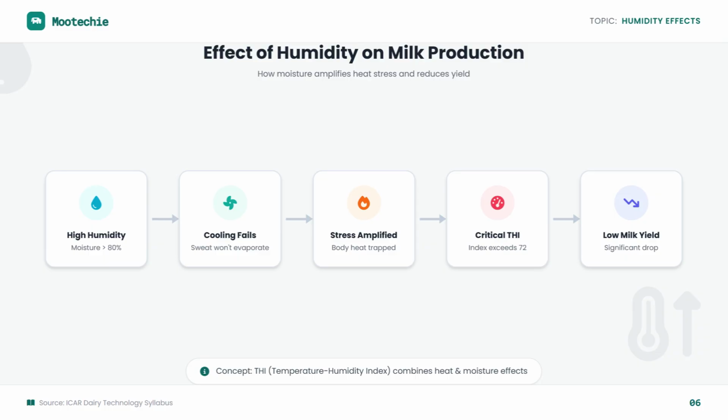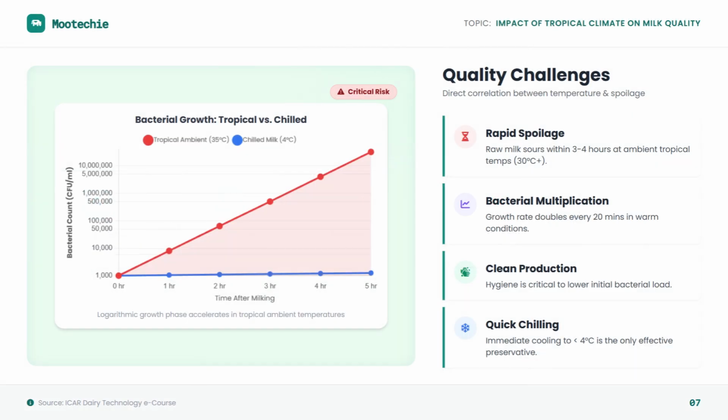Another important aspect to consider is the effect of tropical climate on milk quality. Under tropical ambient temperatures, bacterial growth in raw milk occurs very rapidly. Milk can spoil within 3 to 4 hours at around 30 degrees Celsius. Bacterial multiplication is much faster in warm conditions compared to chilled milk. This directly affects milk safety and shelf life. Therefore, clean milk production becomes extremely important. Immediate chilling to 4 degrees Celsius is the most effective method to control spoilage.